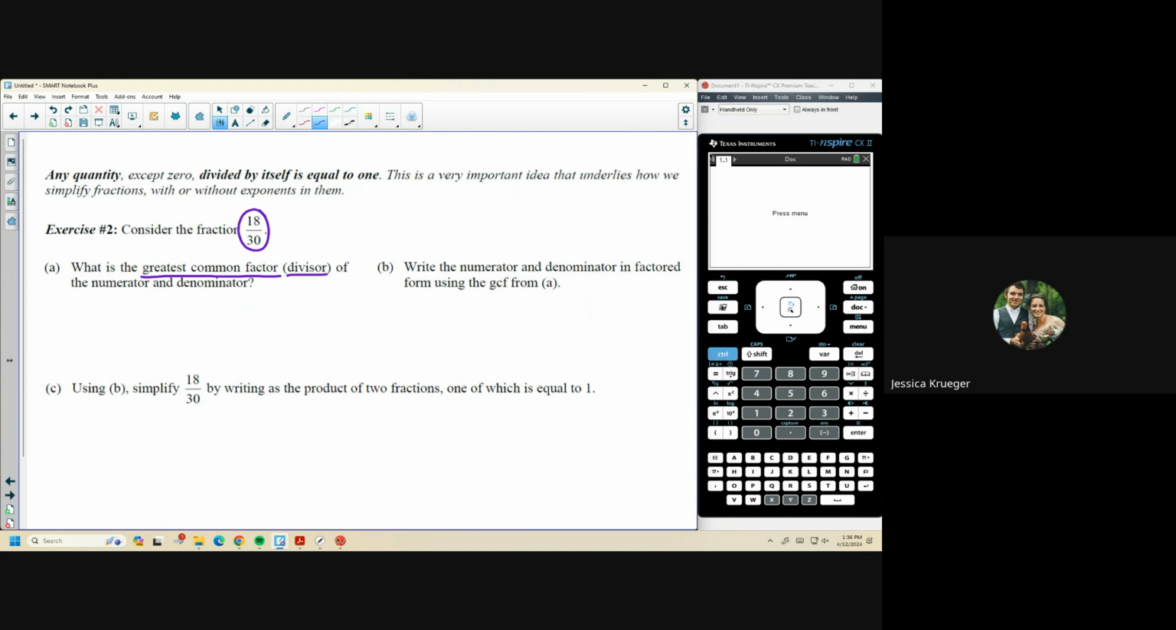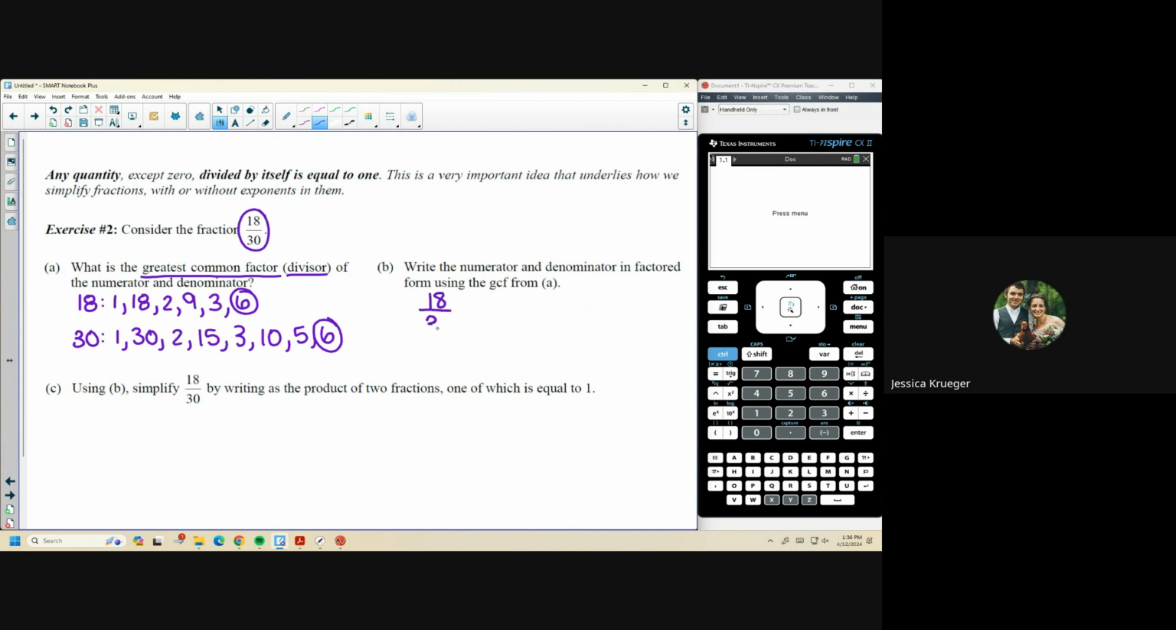So way back when you were first taught to reduce fractions, you were told to look for a greatest common factor, also known as a divisor, of your numerator and denominator. So if I think about numbers that I can divide into 18 and into 30, 18 can be divided by 1 and itself, 2 and 9, 3 and 6, and that's it. 30 can be divided by 1 and itself, 2 and 15, 3 and 10, and 5 and 6. So if I look at the largest number that can be divided into both of those, I see that it is 6.